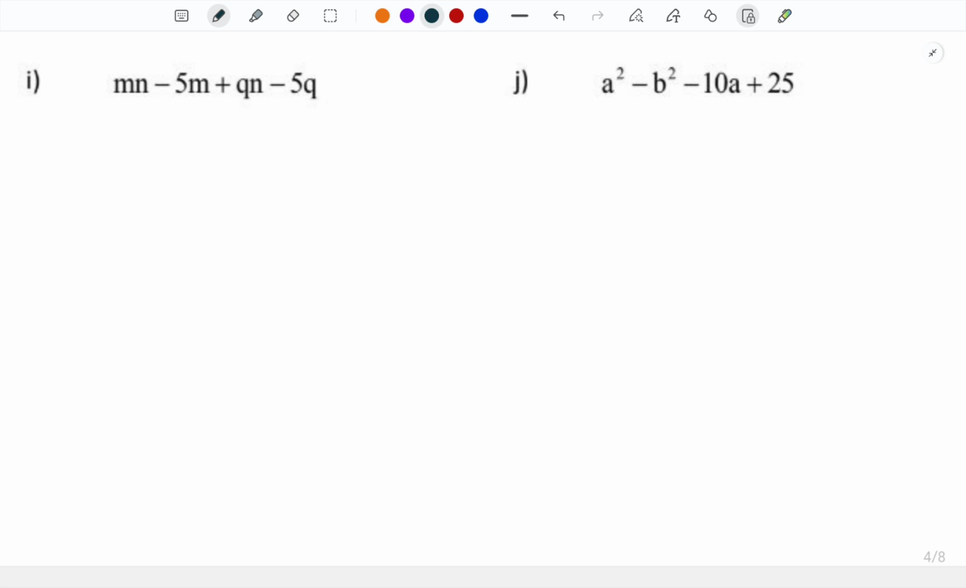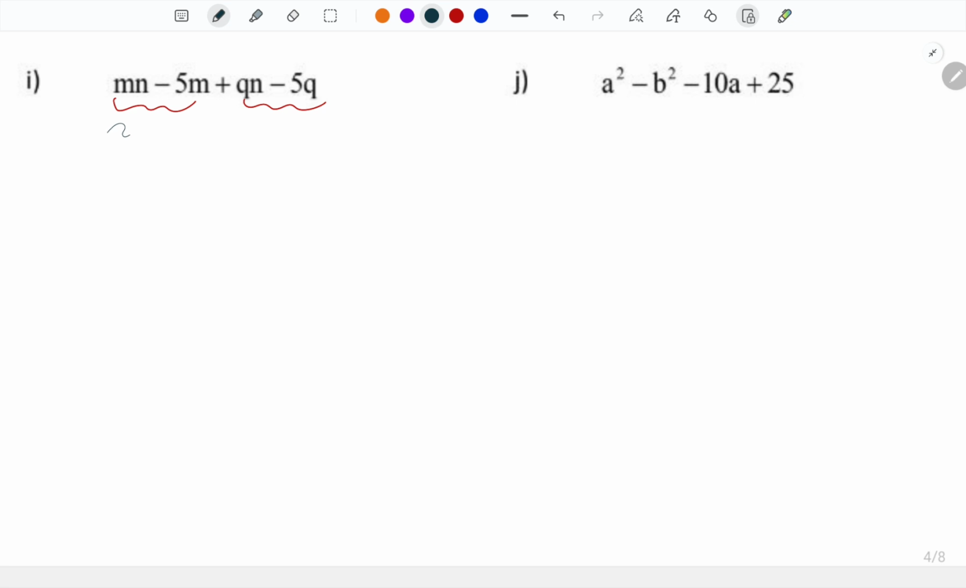Okay, in this next one, mn minus 5n plus qn minus 5q. There's no squared things here. There are 4 terms. Sometimes if you have 4 terms, it might be handy to try grouping, especially if you see nothing that's squared. So let's just try grouping. Let's just see what happens with the first 2 and the second 2.